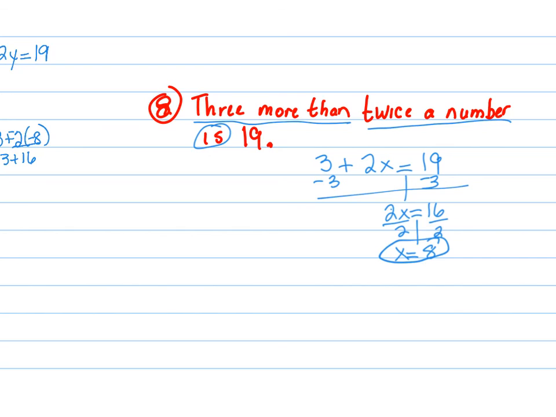One more. Number 9. 3.2r plus 14.7 equals -6.74. Oh, fun.